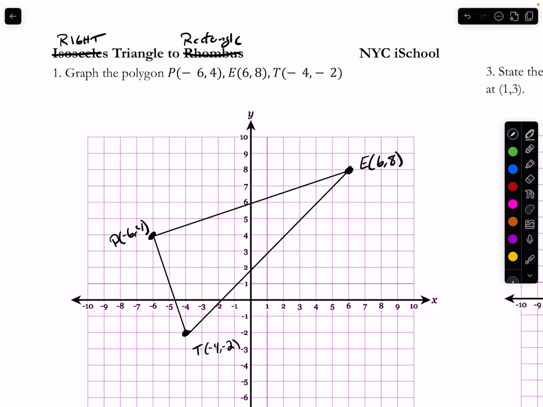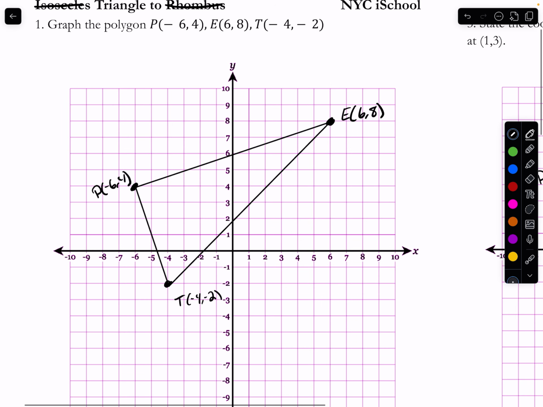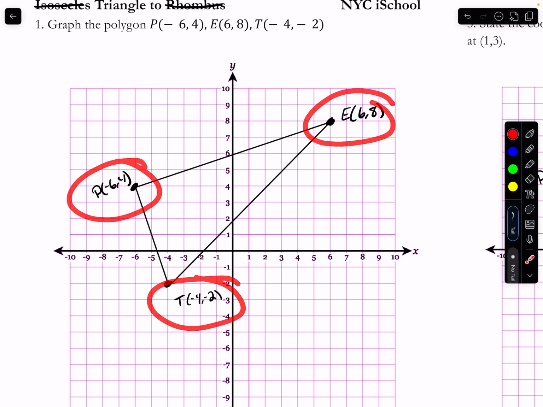Right, we're going to take a look at how to turn a right triangle here into a rhombus. And this was a Regents question from the January Regents of 2025. So first thing we're going to look at is make sure when we are graphing our polygons that we include our letters and our coordinates.